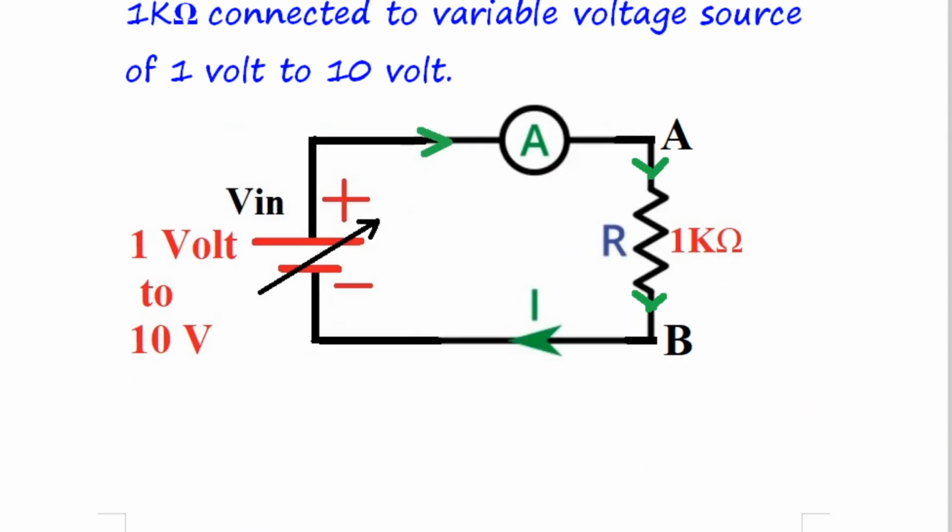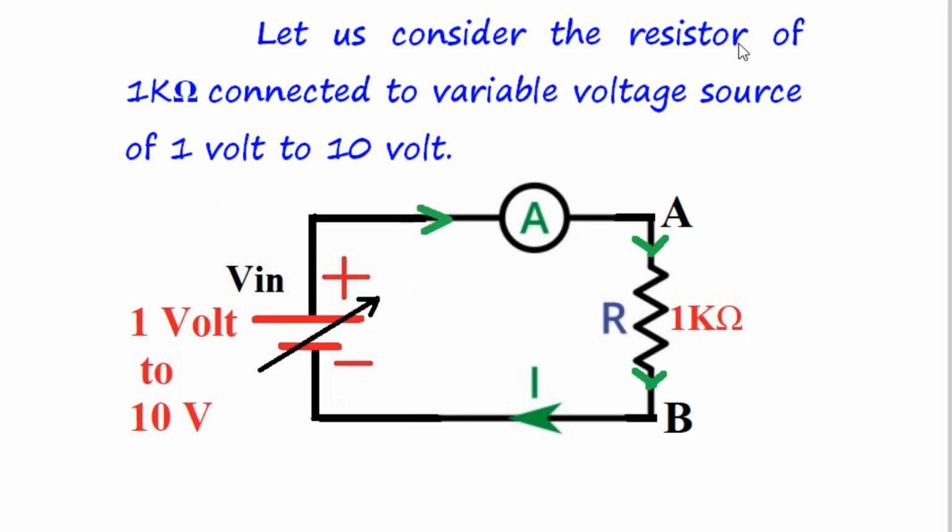Let us consider a resistor of 1 kilo ohm connected to a variable voltage source of 1 volt to 10 volt. Here is the resistor R, 1 kilo ohm, and we have connected it to the variable voltage source. It is a variable DC voltage source, with plus and minus, changing from 1 volt to 10 volt. Therefore, you see the green arrows, current will start flowing. A means ampere meter, the symbol of a current meter.